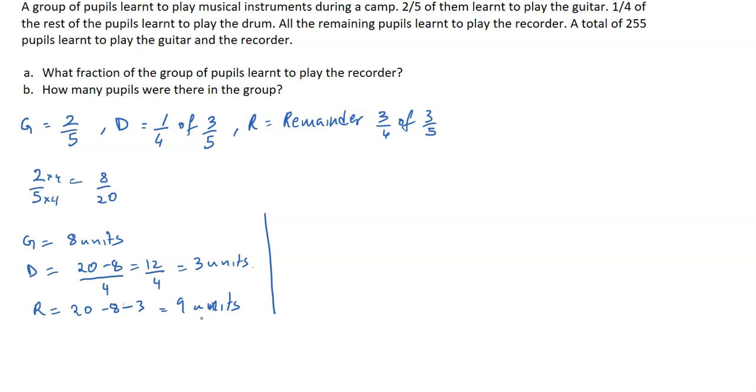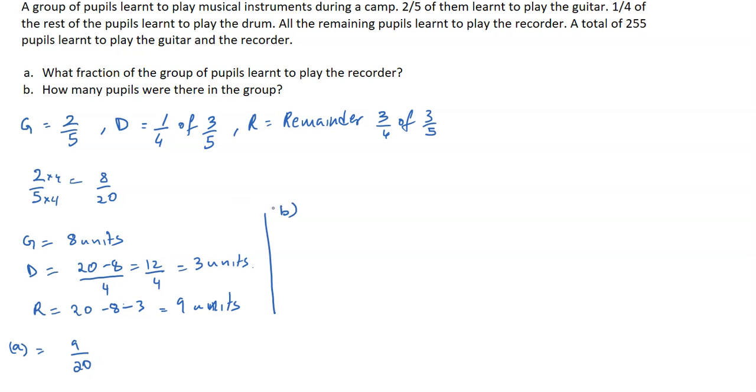Now what they tell us is find the fraction of pupils who play the recorder. So I'll say my answer for A is 9/20, because 9 units over the total number of units is 9/20, and that's as simple as it is.